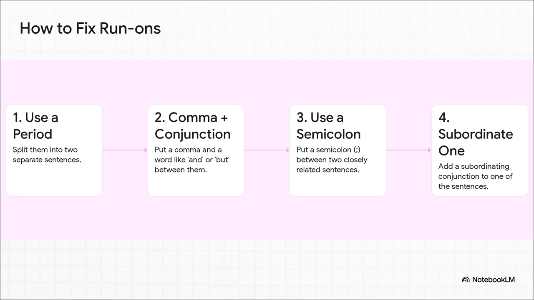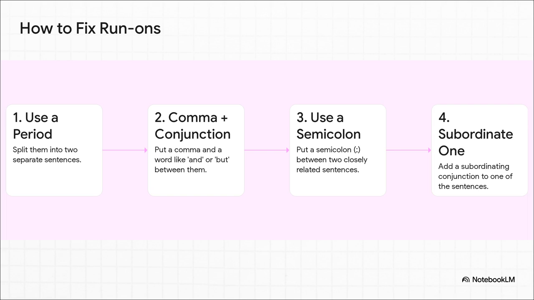2, a comma plus a conjunction. Words like and, but, or so. This gives you a clear, straightforward connection. 3, the semicolon. Now this is a more sophisticated tool you use when the 2 sentences are super closely related. And 4, turn one of the sentences into a dependent clause, which shows a more complex relationship between the 2 ideas.